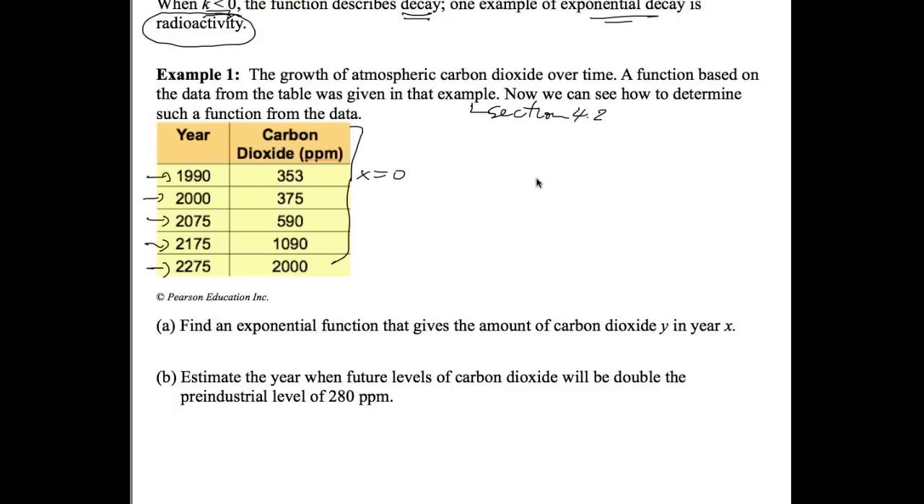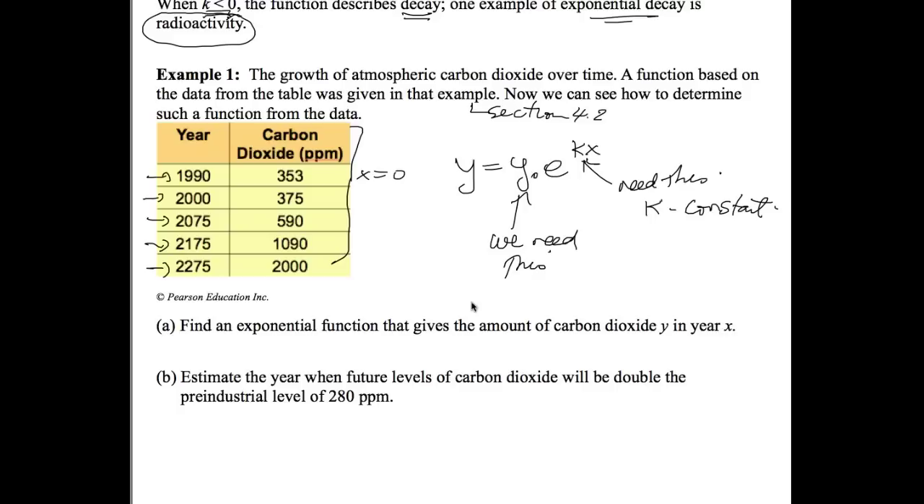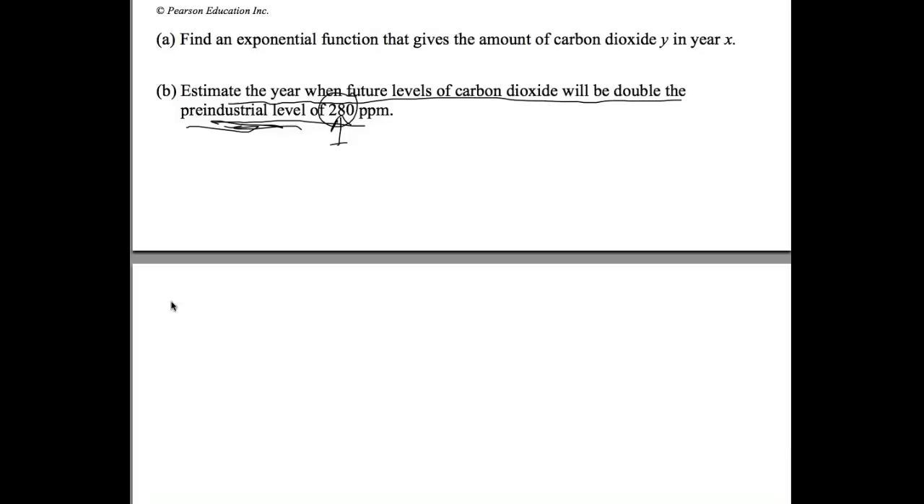So if we come back to our growth and decay, we have a situation like this. What we have to identify is this, so we need this. We need the growth constant. That's the first thing we have to be able to find. Then, once we have that, we're going to estimate the year when the future levels of carbon dioxide will be double the pre-industrial level of 280 parts per million. So this is the pre-industrial level. The first thing we have to work on is how to determine the actual function.